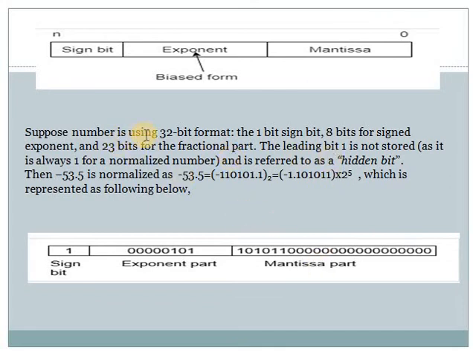Suppose a number is using the 32 bit format: 1 bit is the sign bit, 8 bits are assigned for the exponent, and 23 bits are for the fractional part. The leading bit 1 is not stored, as it is always 1 for a normalized number, and is referred to as the hidden bit. See here, 1 2 3 4 5 6 7 8, so that means 23, 24, 25, 26, 27, 28, 29, 30 is the 8-bit exponent. From 0 to 22, 23 bits is the mantissa part. 1 bit is the sign part: 1 means negative, 0 means positive number.